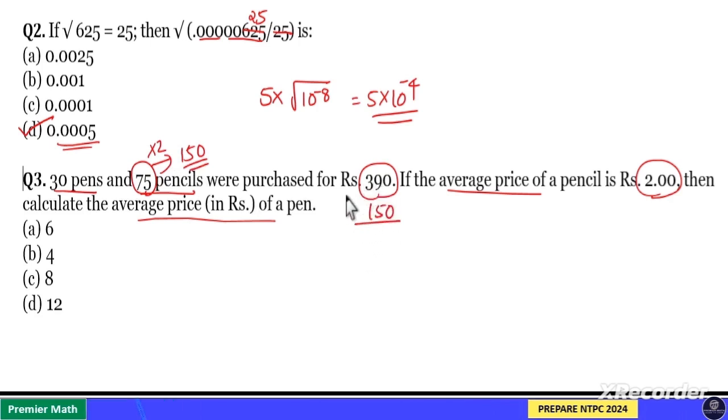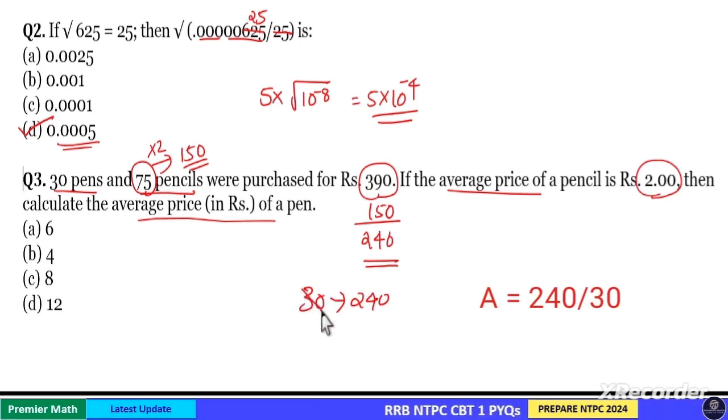Total rupees for pen and pencil is equal to 390. So 390 minus 150 is equal to 90 minus 50 is 40, 3 minus 1 is 2, 240 rupees. So 30 pens' value is equal to 240, which means average of 30 pens is equal to 30 goes 8 times in 240. So average is equal to 8. Option C is your answer.